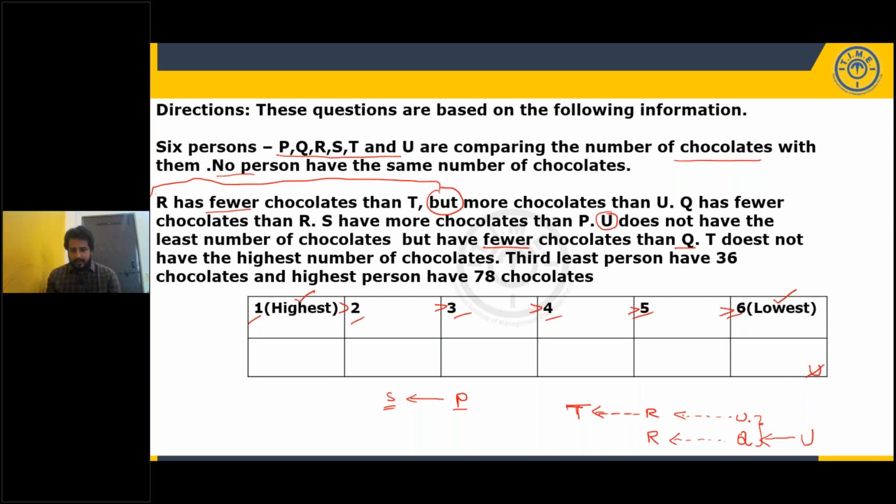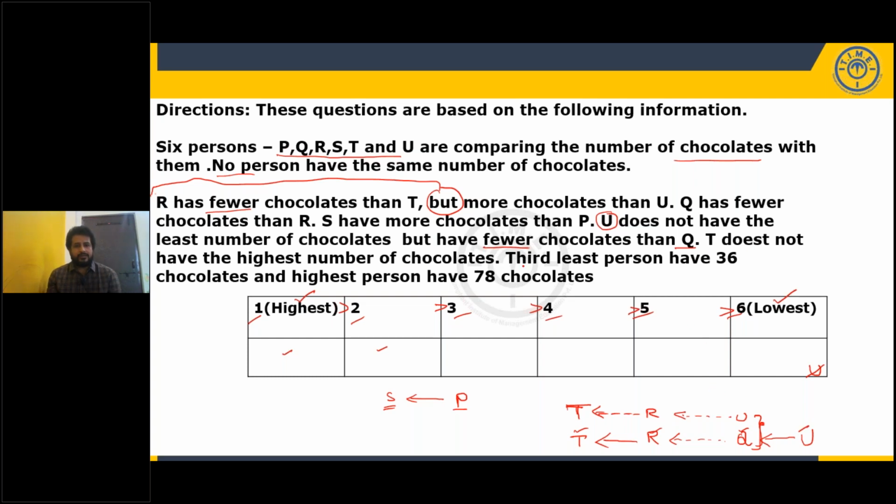Now look here. Earlier we had a doubt among these two, who is having more chocolates. Now it is confirmed that Q is having more chocolates. So what is my observation? T is having more than R, is having more than Q, is having more than U, and U is not the lowest. So where can I fix this T? T could be highest, T could be second highest. Still we don't know because we have 5 positions and 4 persons. Okay. Now look at the next point.